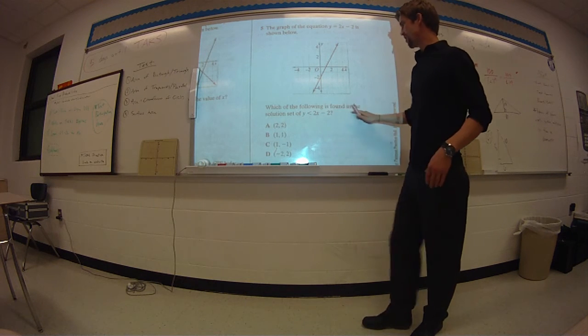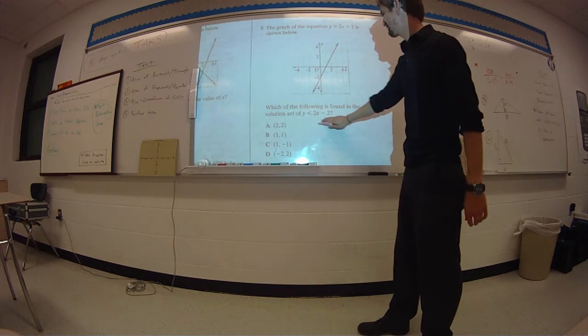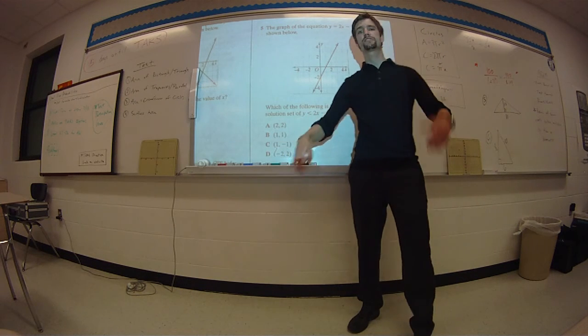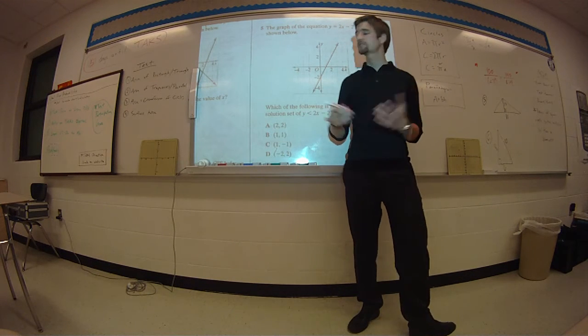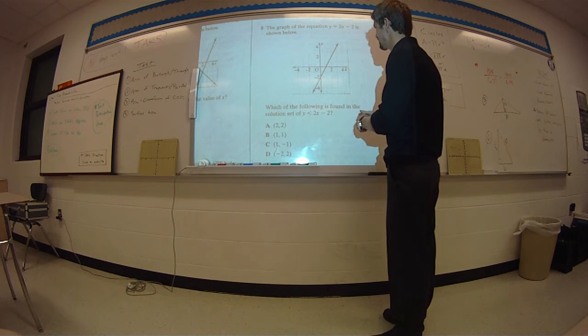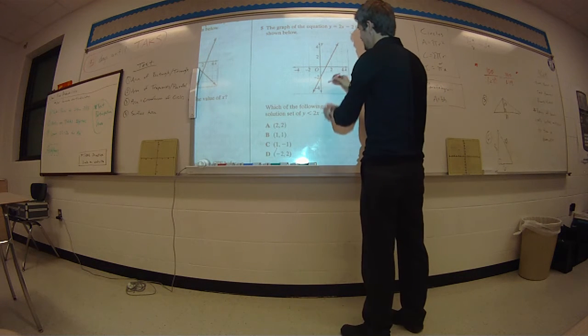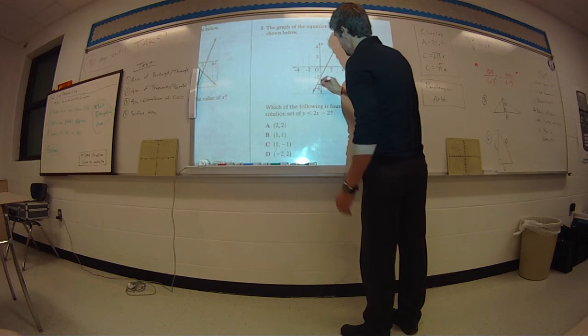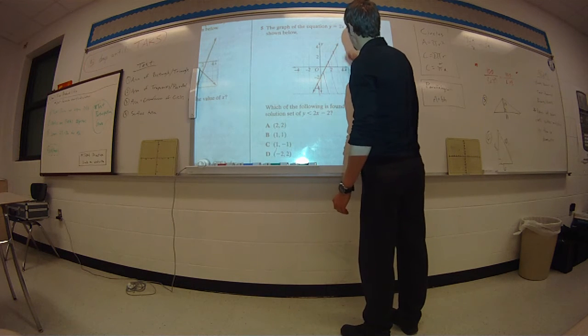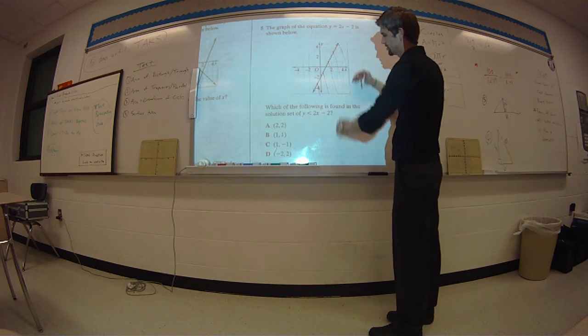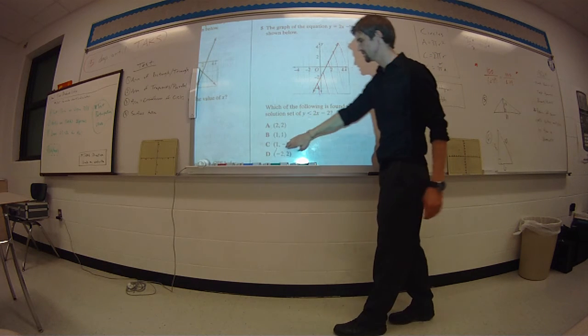Now, which of the following is found in the solution set of y is less than 2x minus 2? I know we haven't talked about this too much, but let me explain it. Y is less than 2x minus 2. Less than means below. So that means everything here is shaded. That's how you would graph y is less than 2x minus 2.